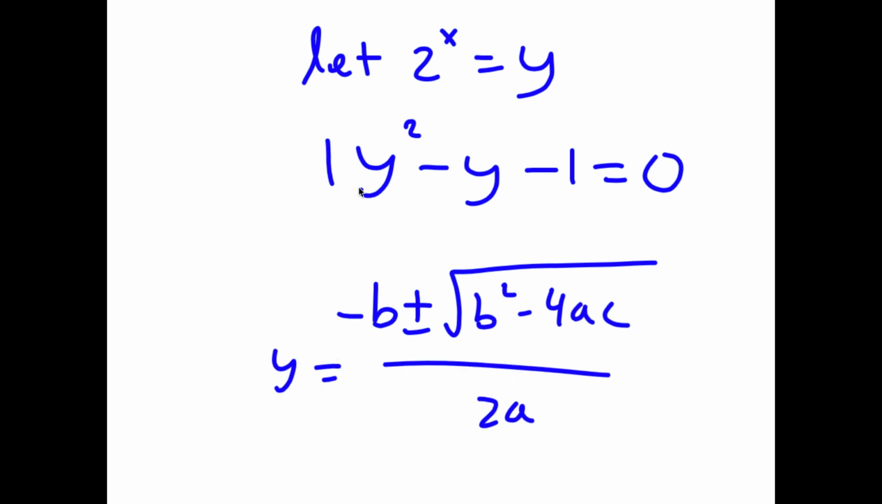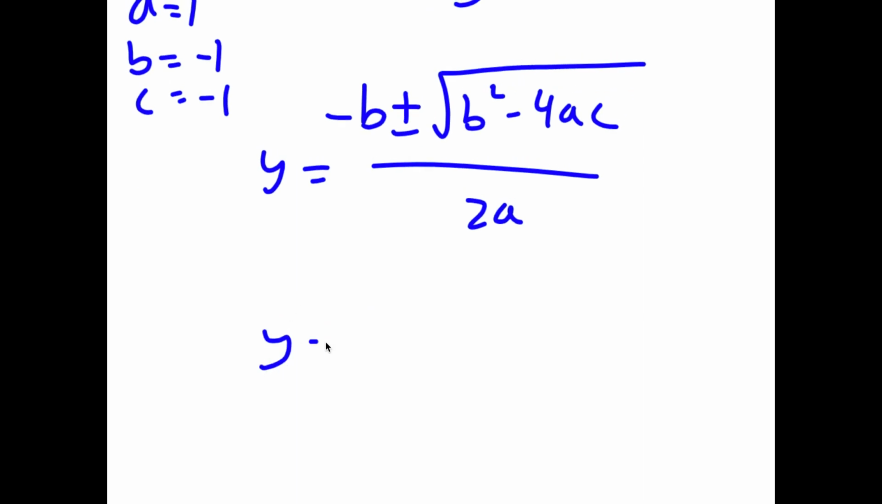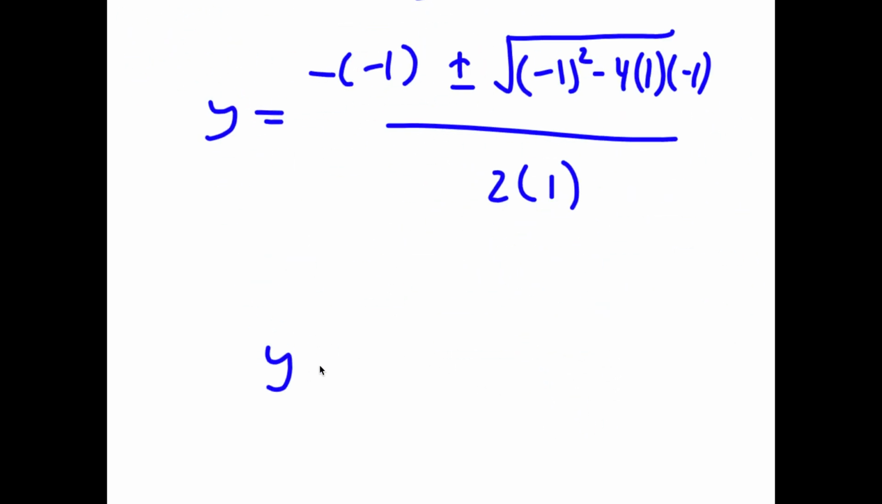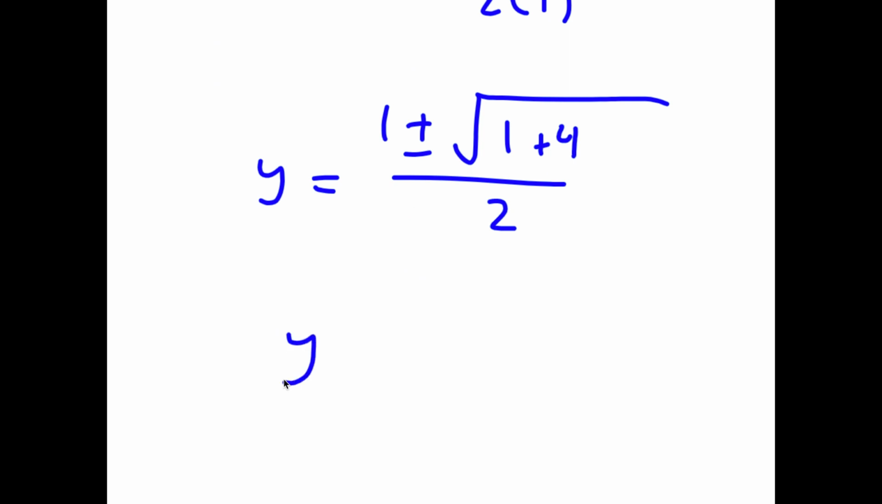So in this case, a is equal to 1, b is equal to negative 1, and c is equal to negative 1. So I have y is equal to negative of negative 1 plus or minus the square root of negative 1 squared minus 4 times 1 times negative 1, all over 2 times 1. This is equal to 1 plus or minus the square root of 1 plus 4, over 2, which is equal to 1 plus or minus the square root of 5, over 2.